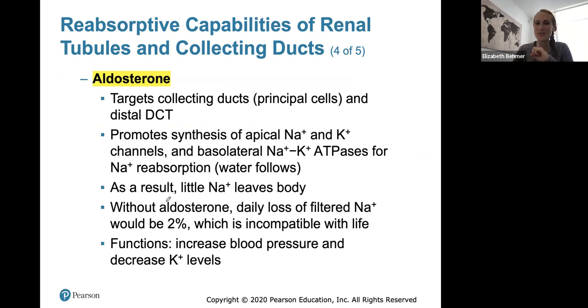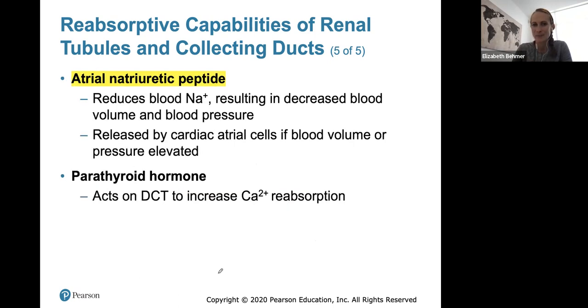Aldosterone targets the collecting ducts and the distal convoluted tubule. It promotes the synthesis of apical sodium and potassium channels. So as a result of aldosterone, little sodium leaves the body. So basically you're retaining sodium, so you're also increasing blood pressure levels by retaining sodium and decreasing potassium levels.